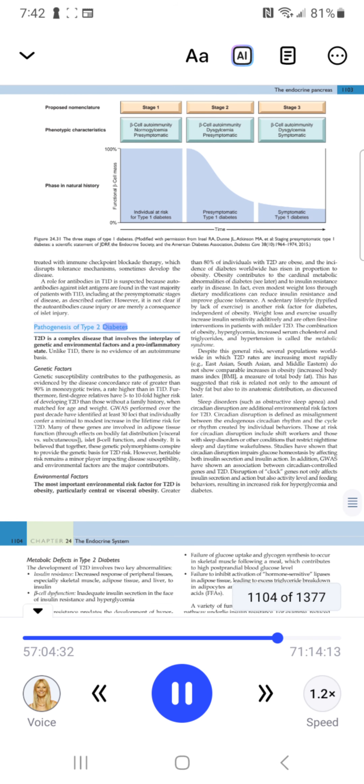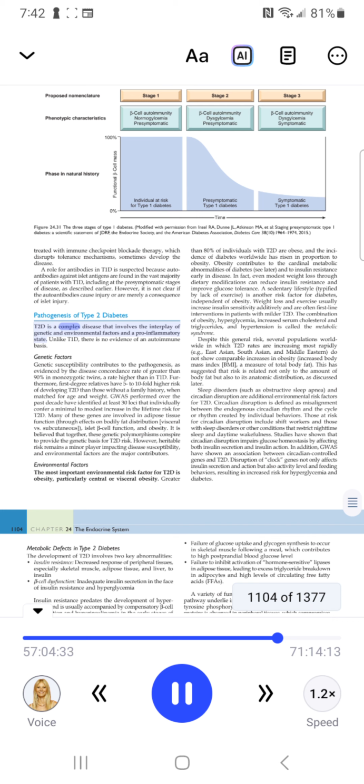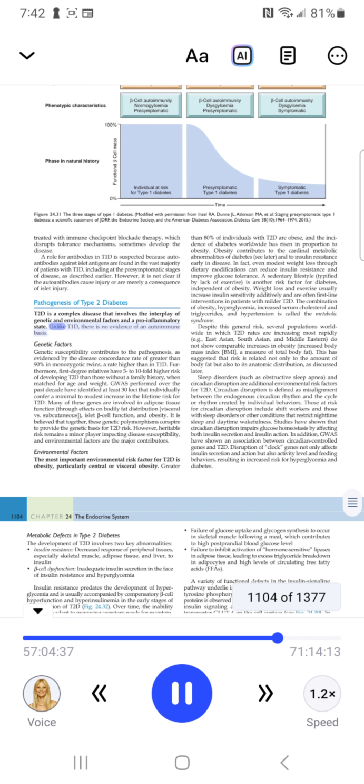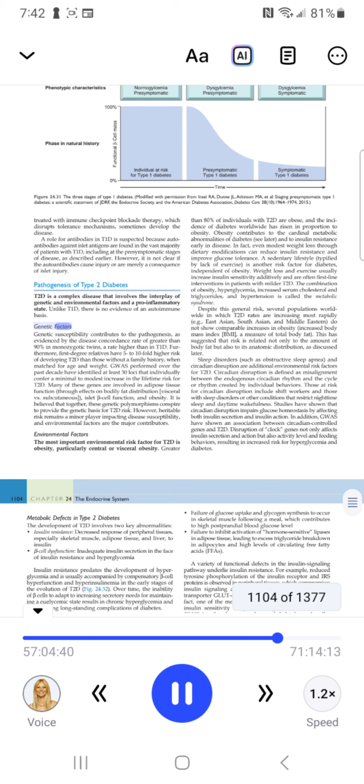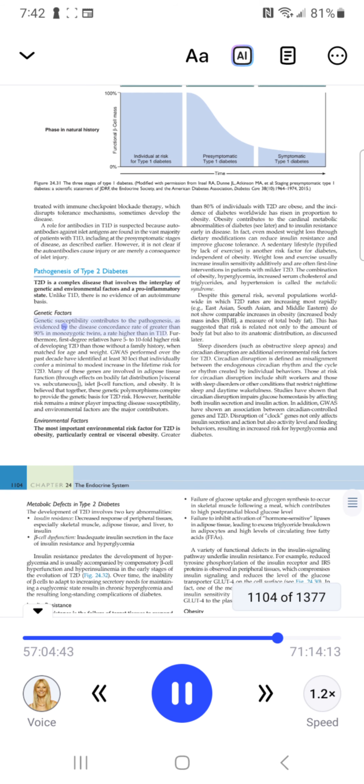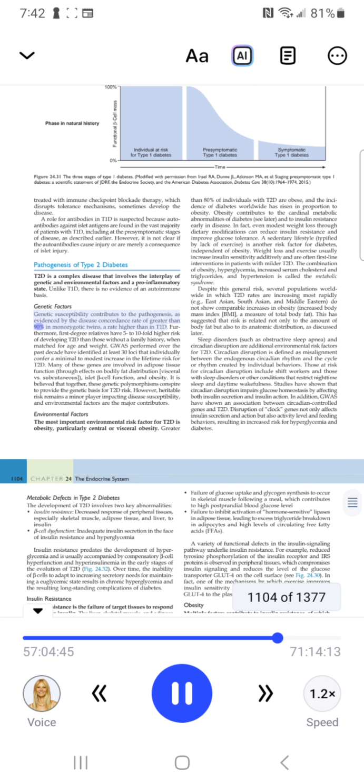Pathogenesis of type 2 diabetes. T2D is a complex disease that involves the interplay of genetic and environmental factors and a pro-inflammatory state. Unlike T1D, there is no evidence of an autoimmune basis. Genetic factors. Genetic susceptibility contributes to the pathogenesis, as evidenced by the disease concordance rate of greater than 90% in monozygotic twins, a rate higher than in T1D.